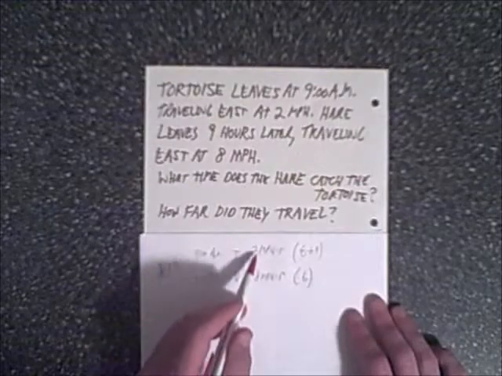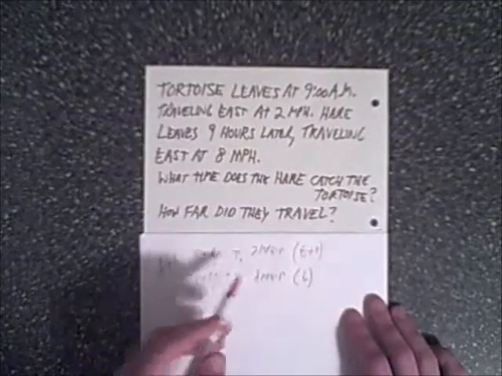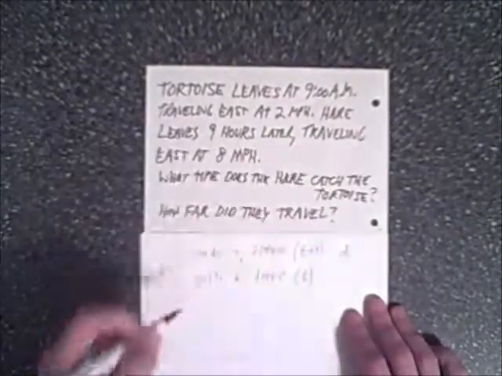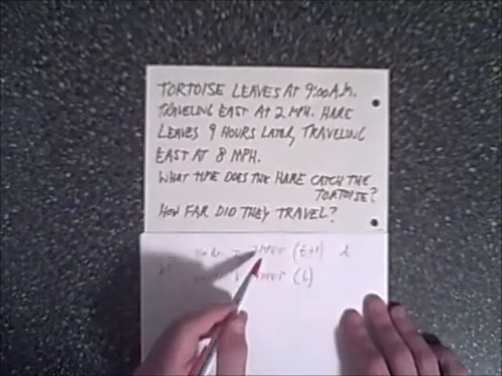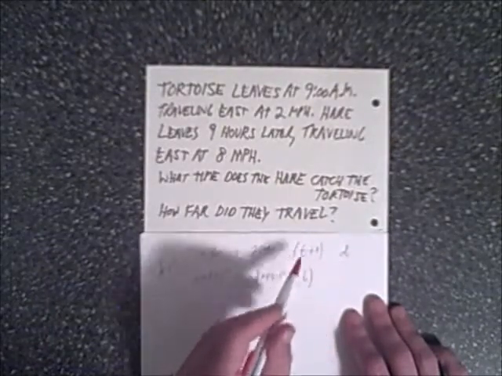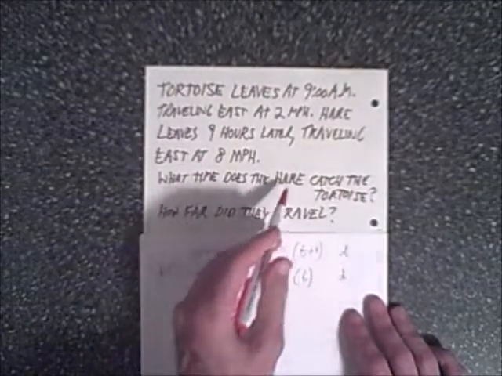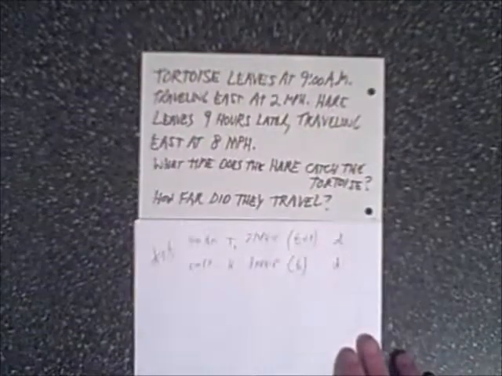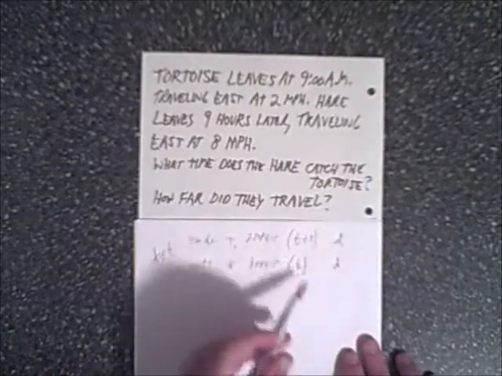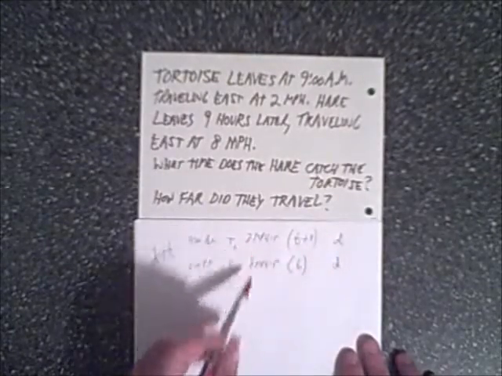So again, we're looking at distance equals rate times time. So we have the rate and we have the time, and the distance is distance. Because they're going the same amount, when the hare catches the tortoise, he's going to have gone the same distance. So distances are equal. Here's their times, and here's the rates.